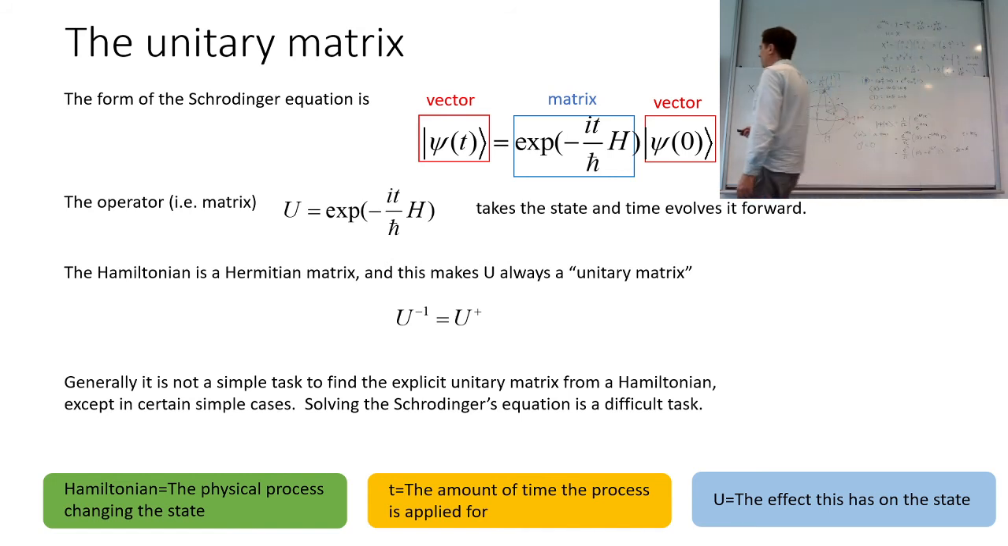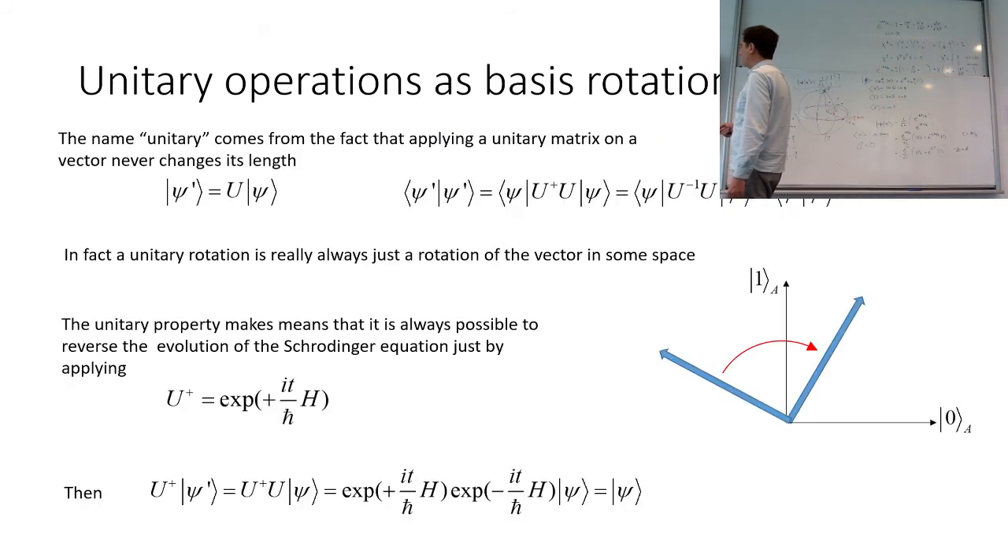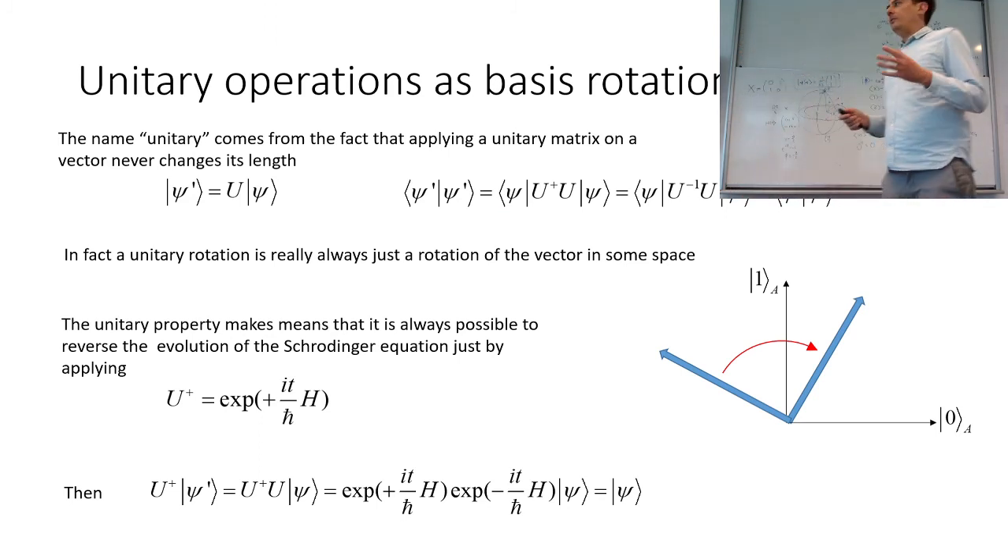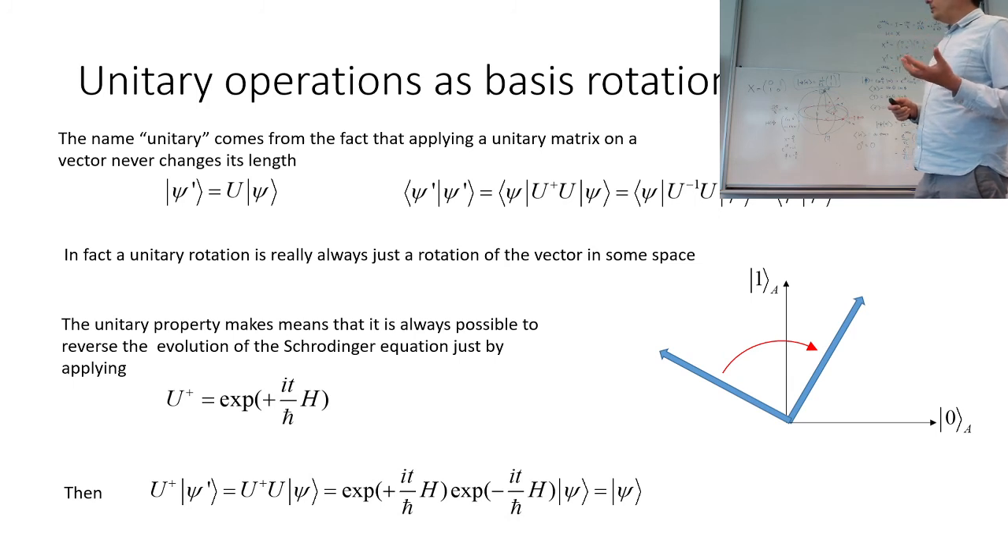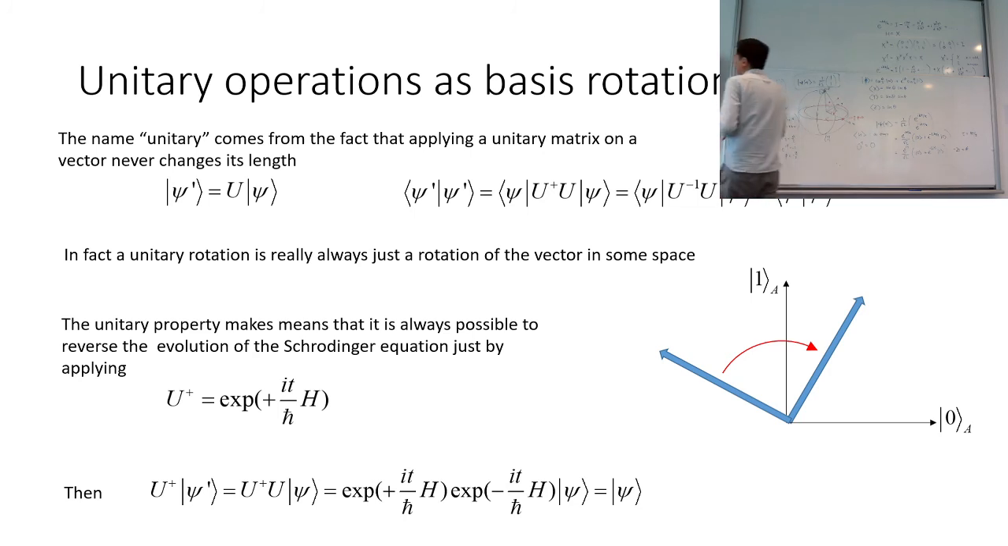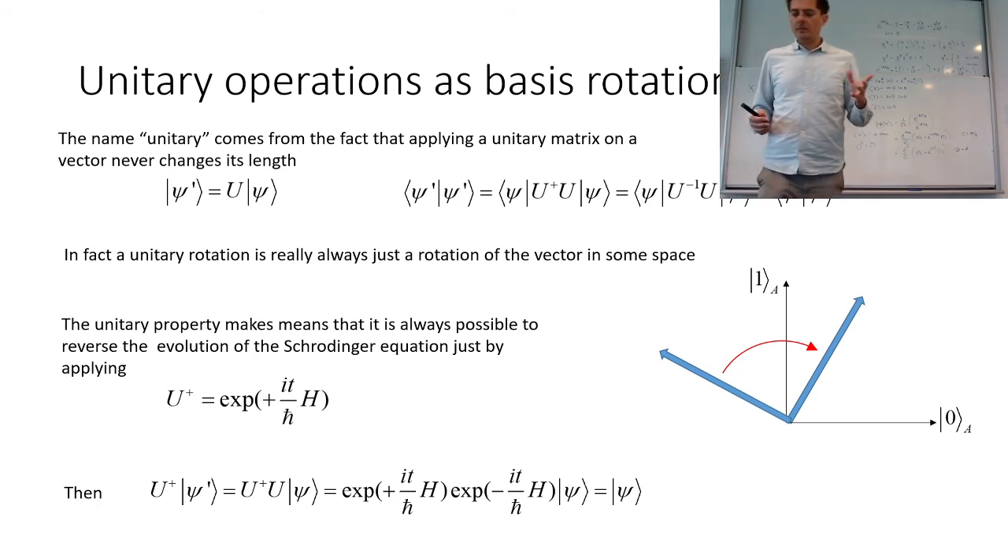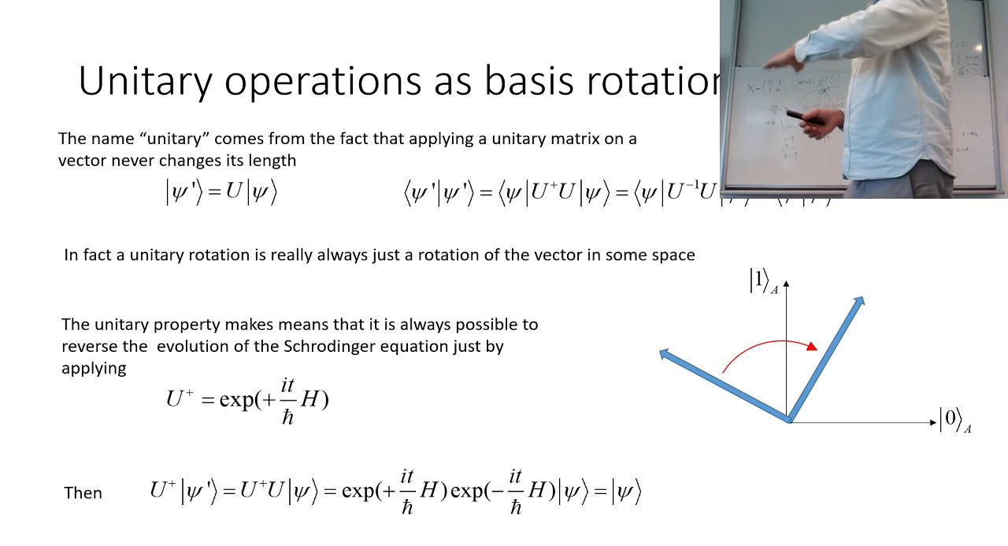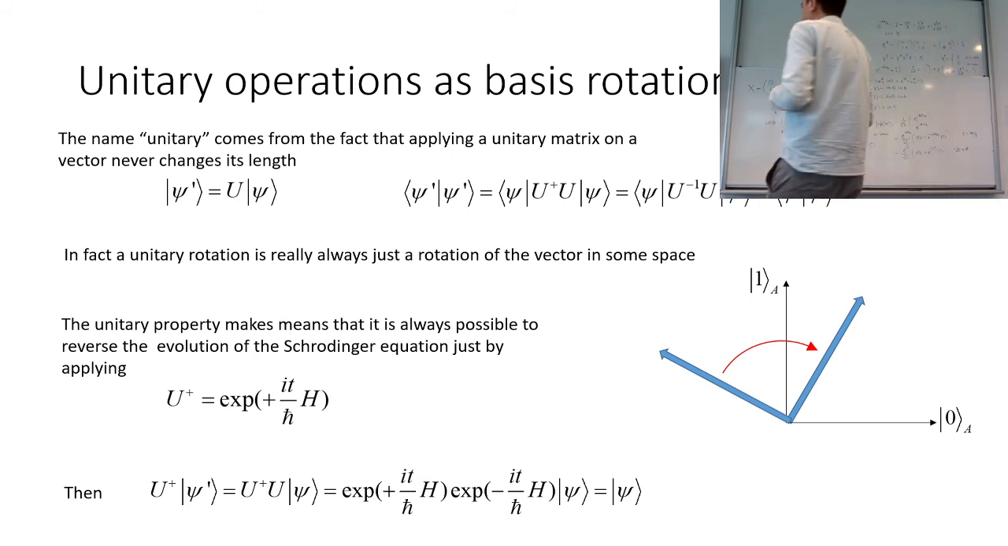And so the significance of this is that basically what unitary operations always do is that they're always some kind of basis rotation, actually. Maybe a better way to say it is that applying a unitary matrix is always some kind of rotation in this space, right, along some kind of axes.